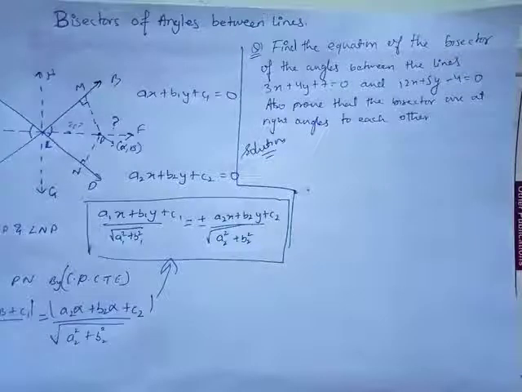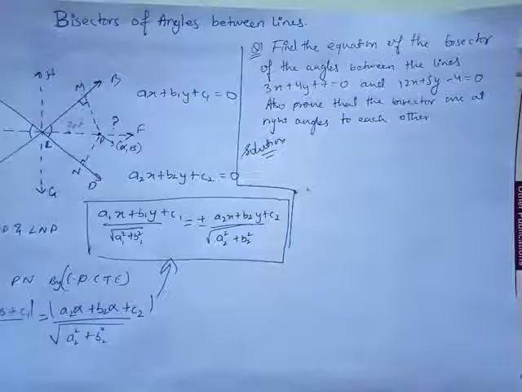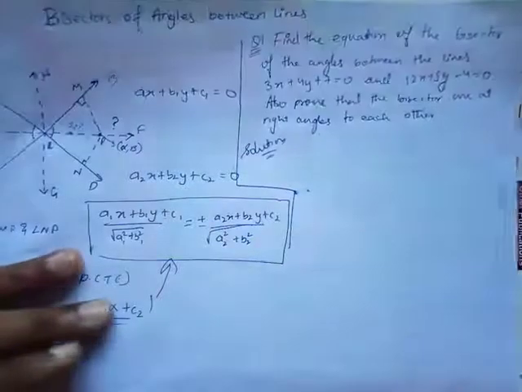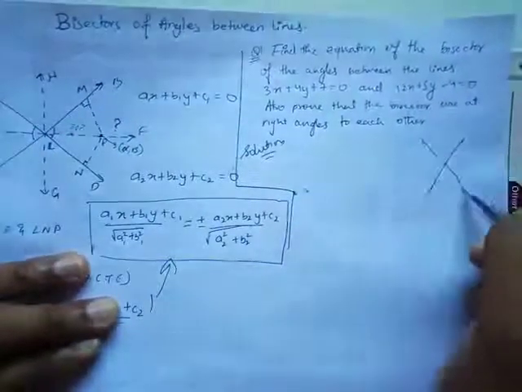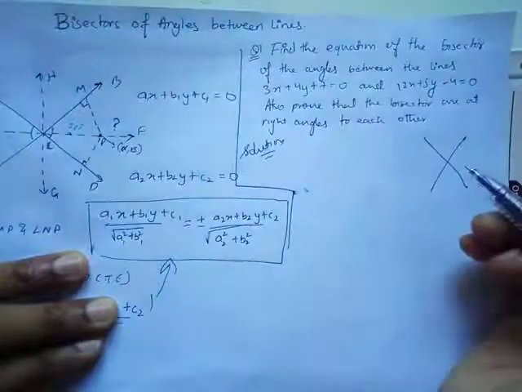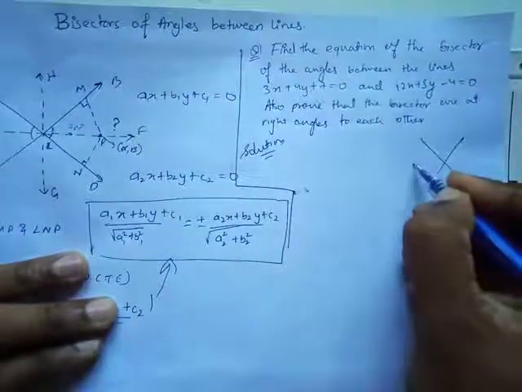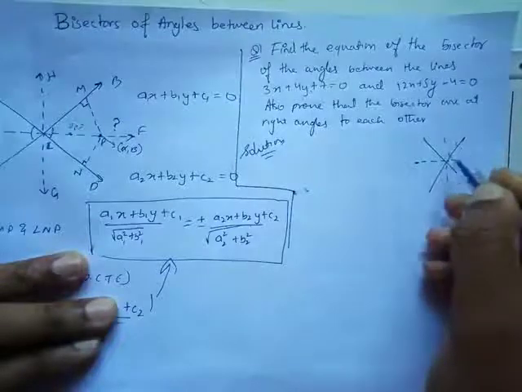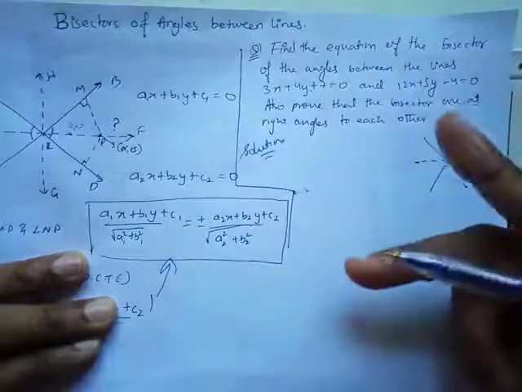Find the equation of the bisectors of the angles between the lines 3x plus 4y plus 7 equals 0 and 12x plus 5y minus 4 equals 0. Also prove that the bisectors are at right angles to each other. What's the problem over here? They told me these are the two lines that are given, this and this, and they're asking me to find the equation of this dotted line and this dotted line as well. So they're asking me for two equations together.